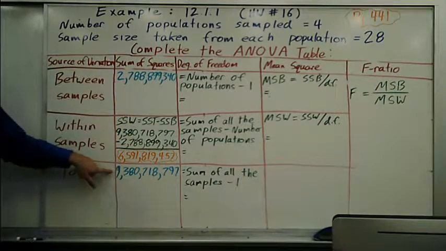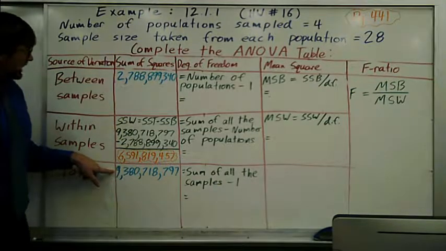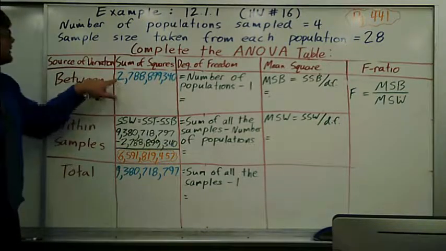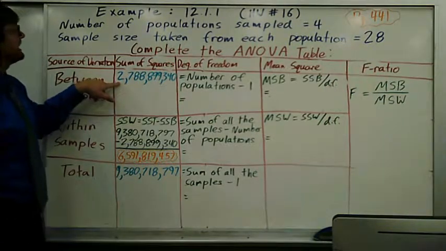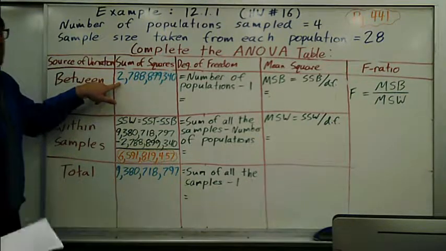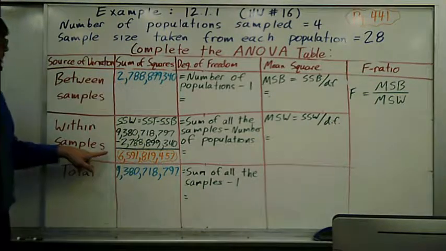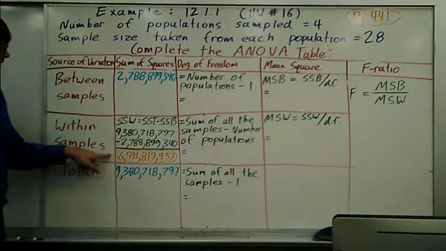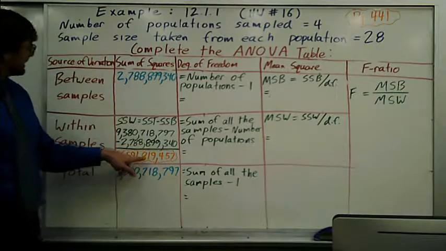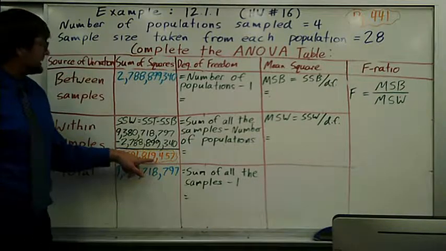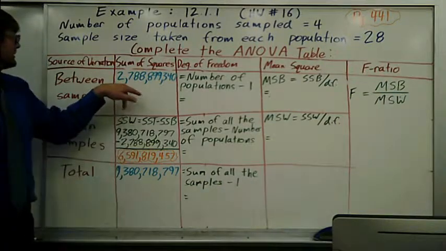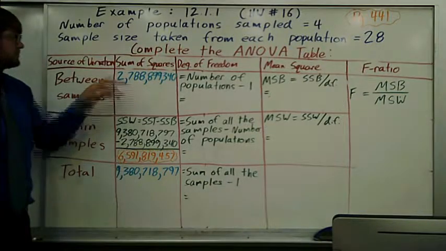So we just take this 9,380,718,797, subtract out this 2,788,899,340, and you end up with a sum of squares within of 6,591,819,457. So just total, subtract out sum of squares between.